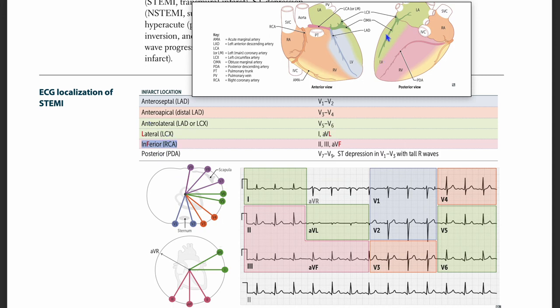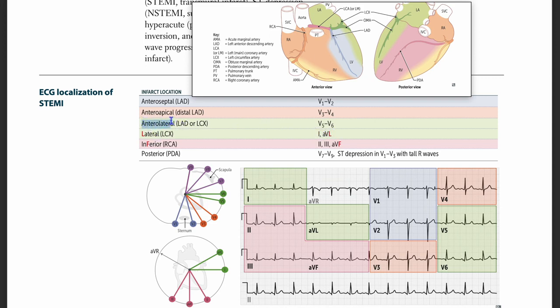Okay, so that's this thing right here and that thing right there. It turns into obtuse marginal artery as well. Okay, and it's a branch of left coronary artery. So left circumflex artery, lateral. If you have ST elevation or something on lead 1 and AVL, L for lateral, L for left. Okay. And here you have 5 and 6.